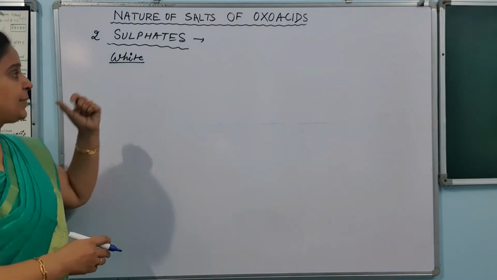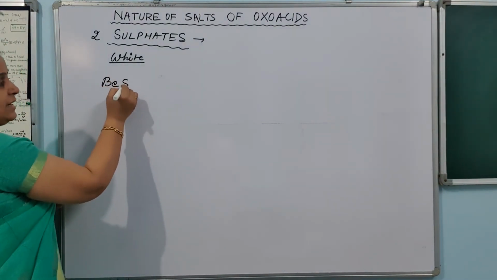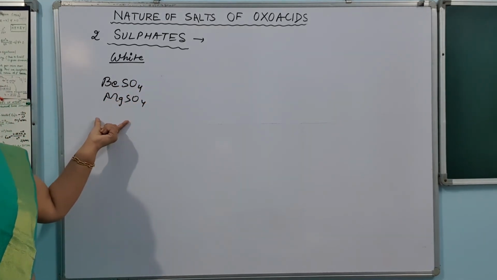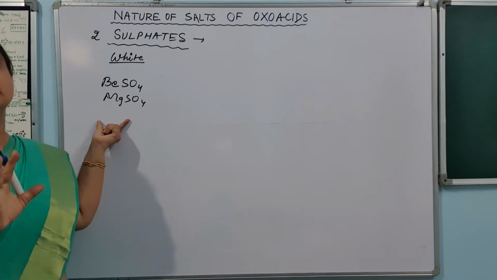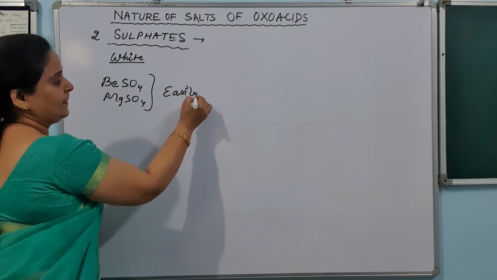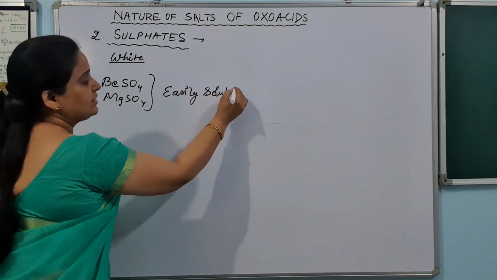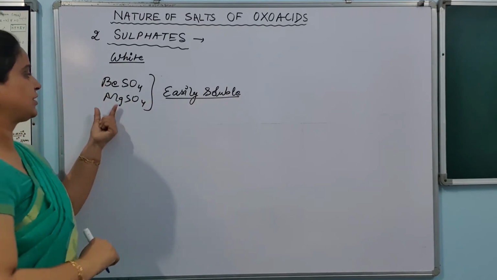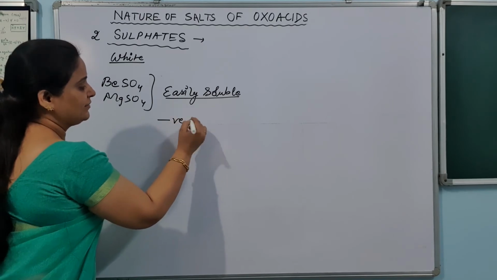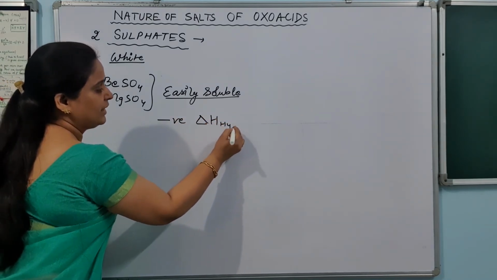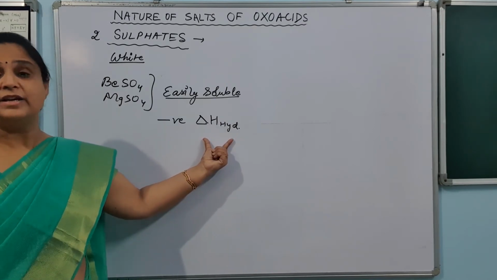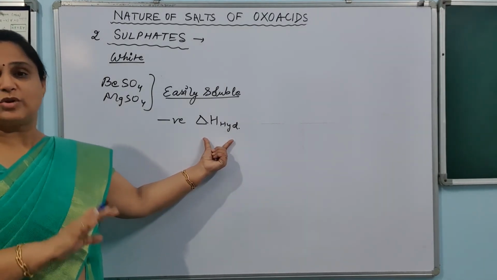ठीक है. Apart from that, we have to learn BeSO4 and MgSO4. These two sulfates are very easily soluble in the water, and their solubility, the credit goes to their very negative delta H of hydration. Their delta H of hydration is very high, so that makes them very soluble in the water.